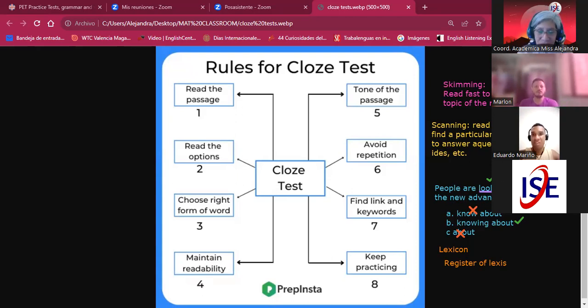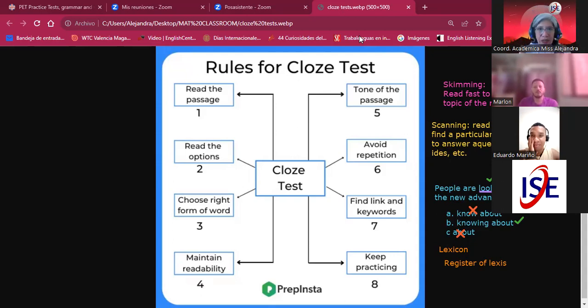At the end, you find out that you can do the Cloze test in 5 minutes, in 10 minutes, in 3 minutes. Okay, but you need to practice. You need to practice a lot. As I put, practice makes perfect. Okay, so you need to do it that way.